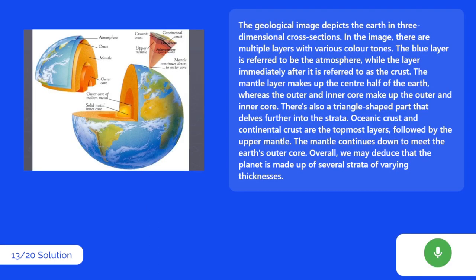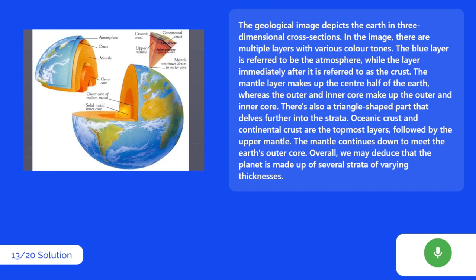The geological image depicts the Earth in three-dimensional cross-sections. In the image, there are multiple layers with various color tones. The blue layer is referred to as the atmosphere, while the layer immediately after it is referred to as the crust. The mantle layer makes up the center half of the Earth, whereas the outer and inner core make up the rest.